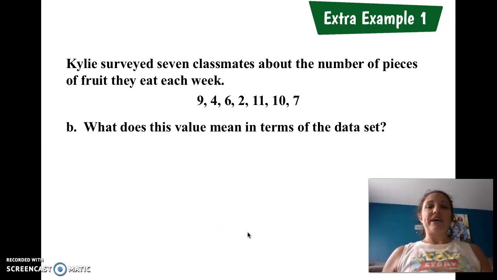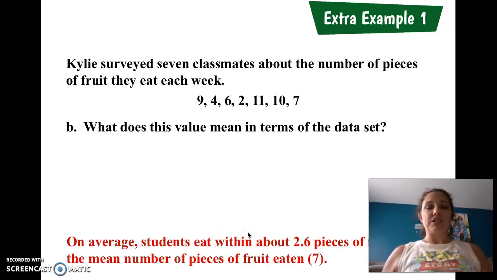What does this value mean in terms of the data set? Well, I just explained this. On average, students eat within 2.6 pieces of fruit of the mean number of pieces of fruit, which was 7. So 2.6 more, 2.6 less.